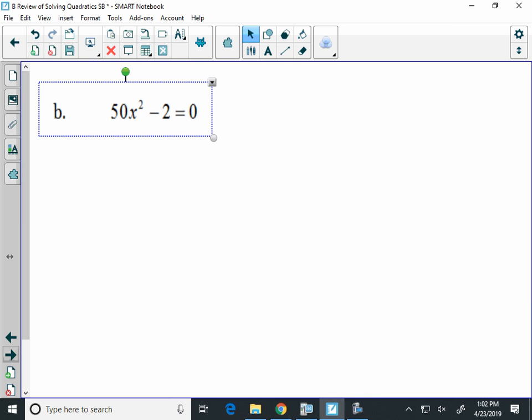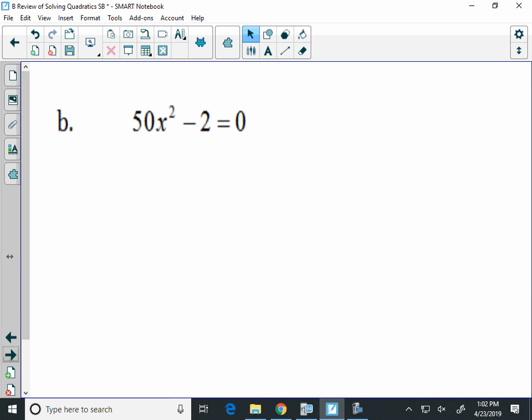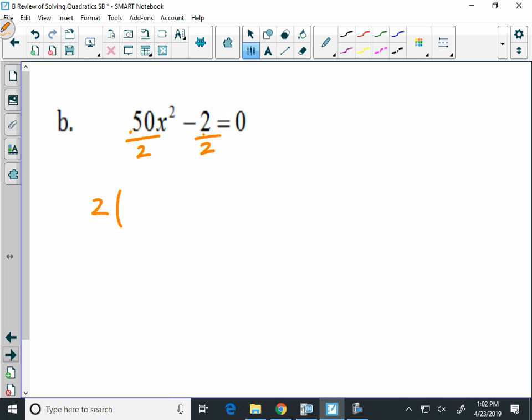And the next example, in example B, again, always check and see, can I take out a GCF? And yes, we can. The number that can go into 50 and 2 is 2. So to write our leftovers, we're just dividing everything by 2. We get 25x squared minus 1 when we write our leftovers.